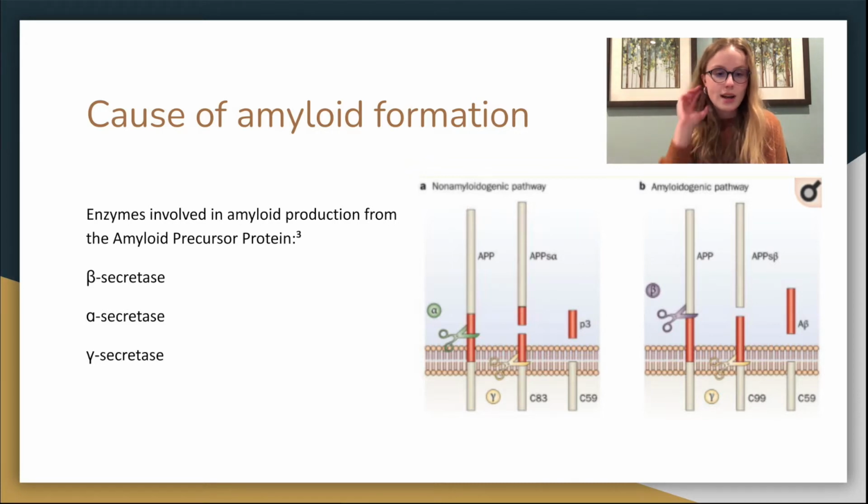In this image on the right in graphic A, alpha secretase and gamma secretase work together to cleave at the right spots on the amyloid precursor protein, which produces a chain of hydrophobic peptides called P3 fragments. In the amyloidogenic pathway, however, beta secretase cleaves at the N-terminus on the amyloid precursor protein, which then causes gamma secretase to cleave at the C-terminus. And this chain of events leads to the formation of beta amyloid proteins.